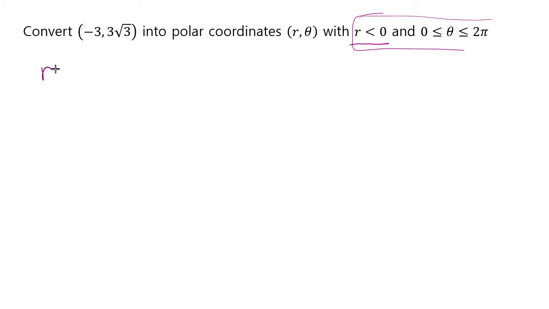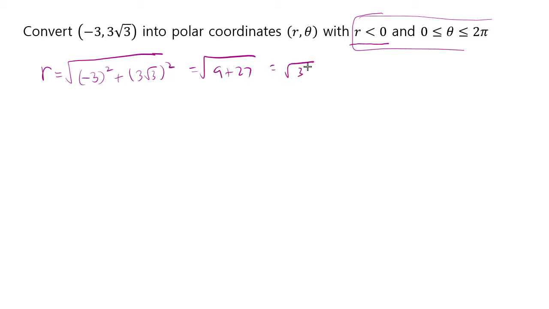You simply do r as the square root of (-3)² plus (3√3)², and that's going to be 9 plus 27, which is the square root of 36, which is equal to 6. So you get the r value of 6, and then because this is in the second quadrant, right? If x is negative and y is positive, it's somewhere in the second quadrant.